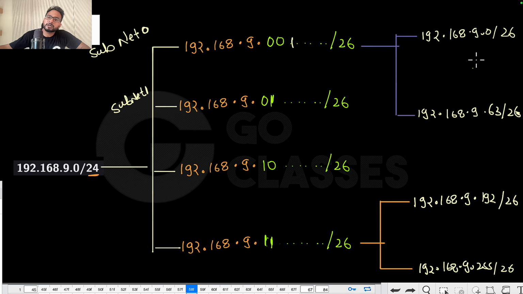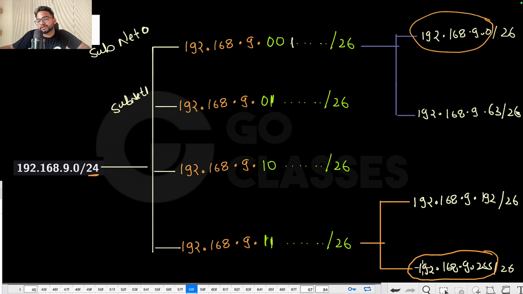But now you notice one thing: if you forget about the /26, because the mask is not important here and I'm talking about the IP address, this address is the first address, or the network address, of subnet 0, the first subnet. That is fine, but this address is also the network address of the whole network, isn't it? Similarly, this address is the last address of the last subnet, the broadcast address of the last subnet, but it is also the broadcast address of this whole network.